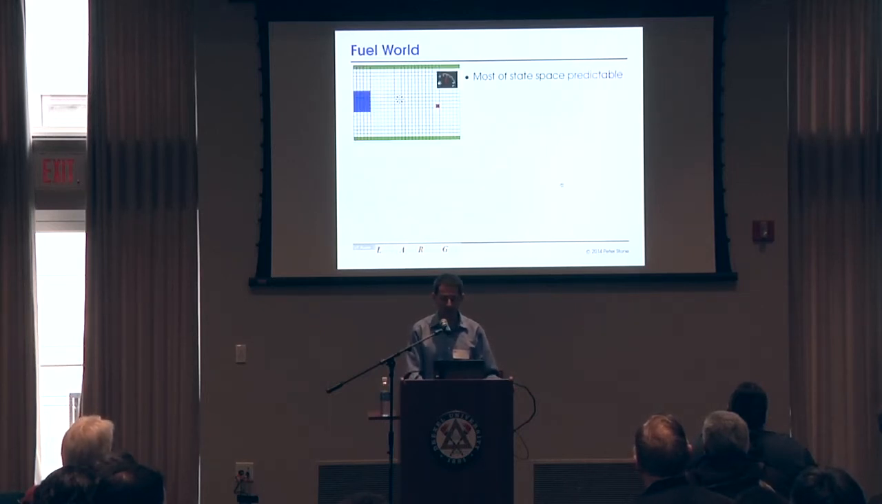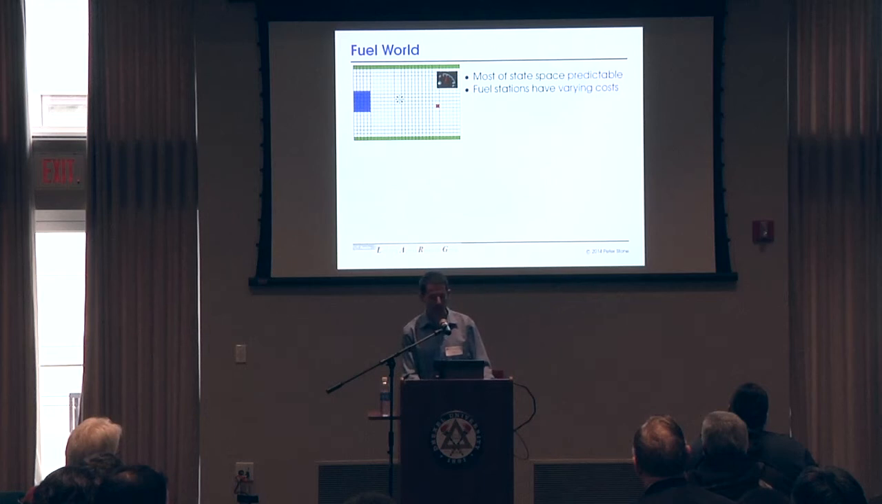We tested this in a new domain called Fuel World, where most of the state space is predictable. So in other words, if the robot, or the agent, is somewhere in the middle, the actions are going to do the same thing, more or less. It's going to move you up if you take the north action, and down if you take the south action. But there's a bunch of fuel stations around the top and the bottom that all have varying costs.